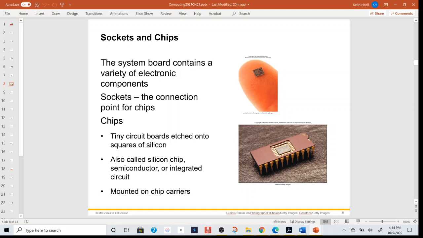Another socket on your computer's motherboard is the RAM socket where you plug in your memory. When you plug in memory, also known as RAM, it's also plugged into a socket. And that's how you can upgrade your computer. The memory is very important for a computer. The memory works with the central processing unit, or the CPU, to put whatever is being processed on the computer's screen.